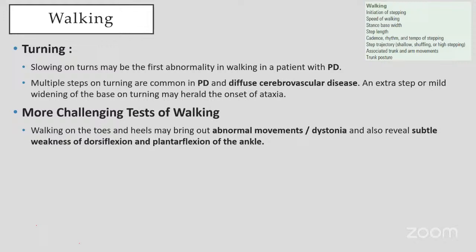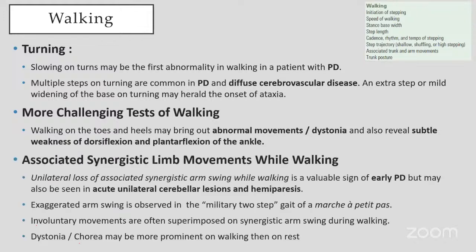We should also perform more challenging tests of walking, such as walking on toes or heels. This might bring out minimal distal weakness, or it may bring out abnormal movements or dystonia, and can also reveal subtle weakness. We should also test for associated synergistic limb movements while walking, that is arm swing. A unilateral loss of associated synergistic arm swing while walking is a valuable sign of early Parkinson's, but can be seen in unilateral cerebellar lesions and hemiparesis.